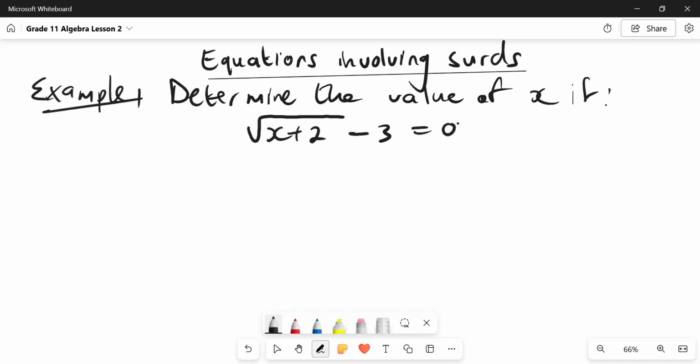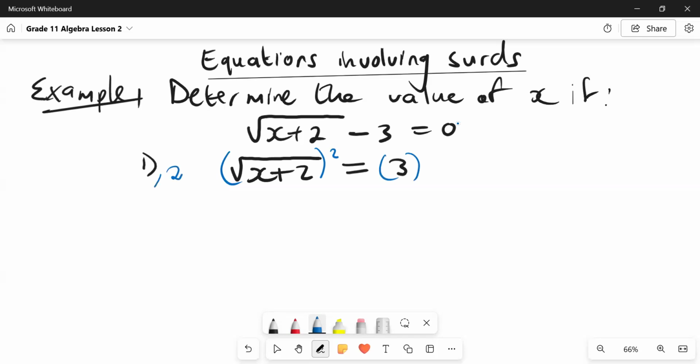Now, what did I say? We have to follow step number one. What do we do? You isolate the set, meaning you isolate the root, right? So you'll have your root of x plus 2. When you isolate, you transpose the number without the set to the right hand side, right? And then from here, square both sides. So this is step number one and step number two.